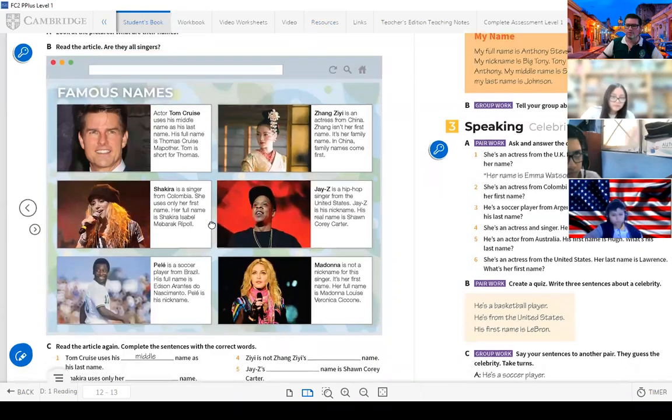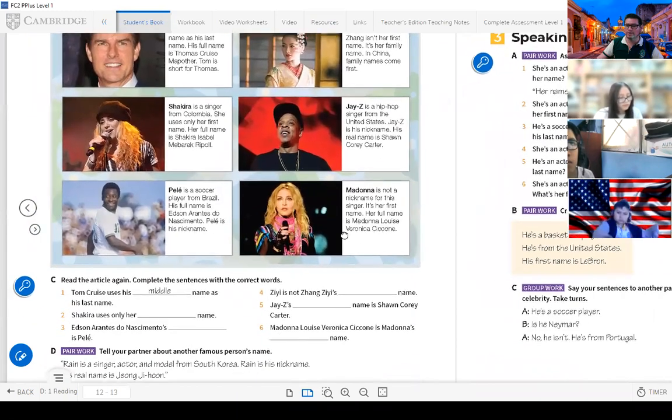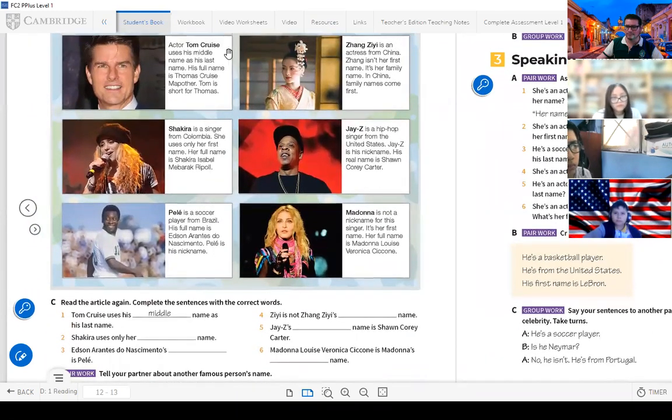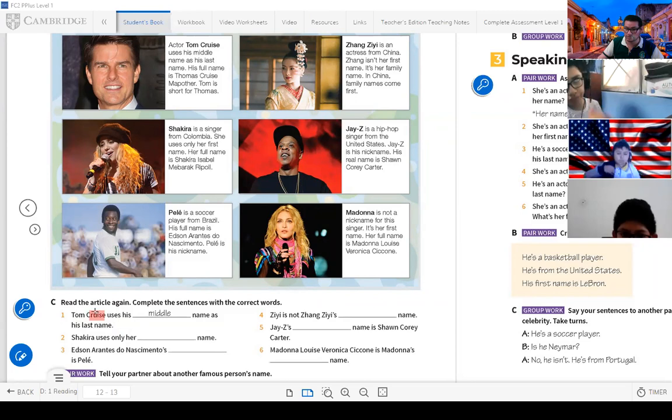Excellent. Very good, students. Now, we have to read the article again. And we have to complete these sentences, no? For example, we have here, Tom Cruise uses his, what does he use? Middle name, right? As his last name, okay? No, this Cruise is not the last name, it's his middle name. I can say, for example, instead of Nemuel John Jaramillo Bravo, I just say Nemuel John. And I use John like the last name, como si fuera mi apellido, no John. Okay, it's similar. Tom Cruise uses his middle name as his last name, Cruise. Cruise is the middle name. It's not the last name. No es un last name, Cruise.